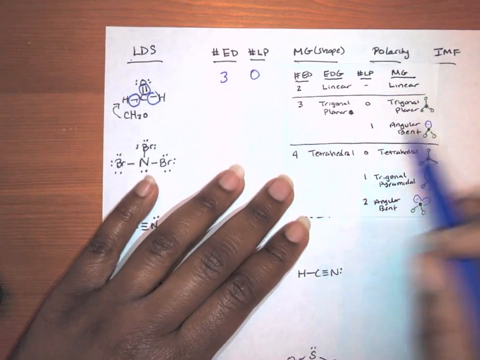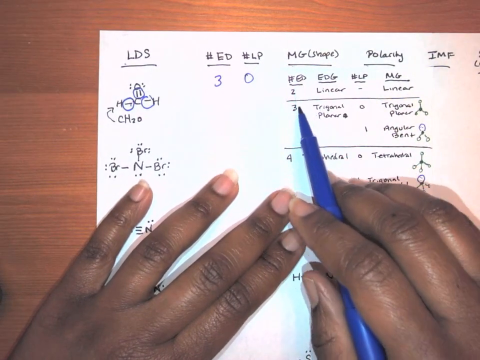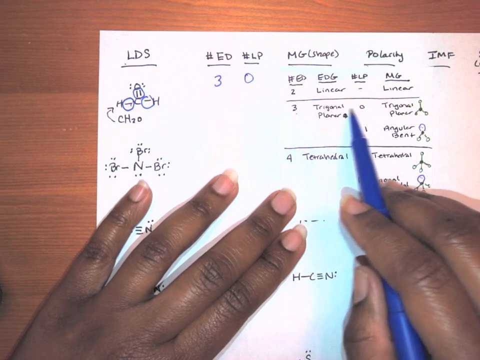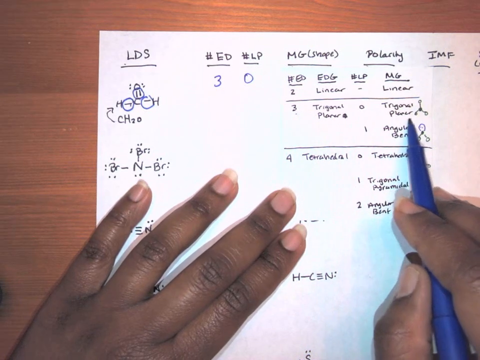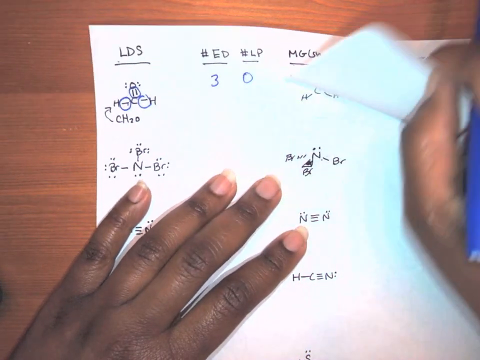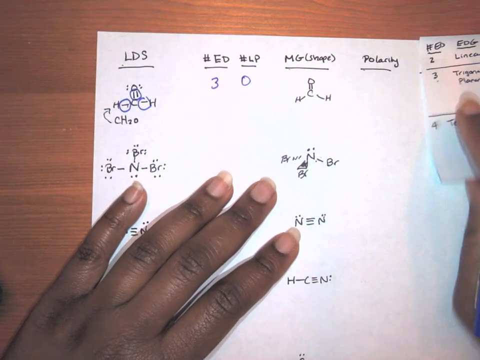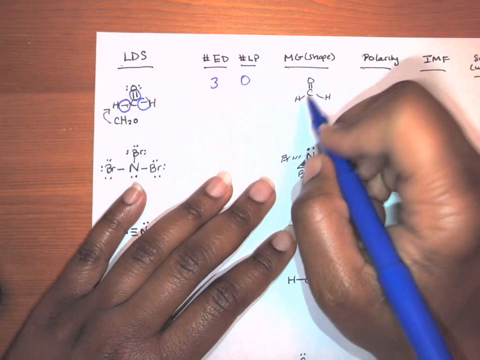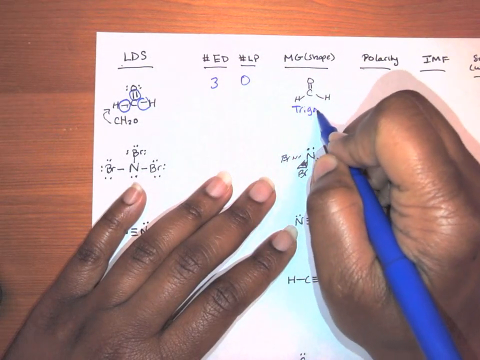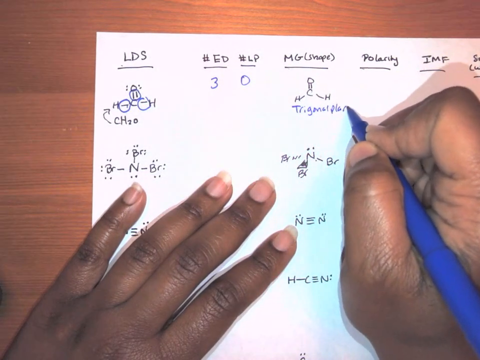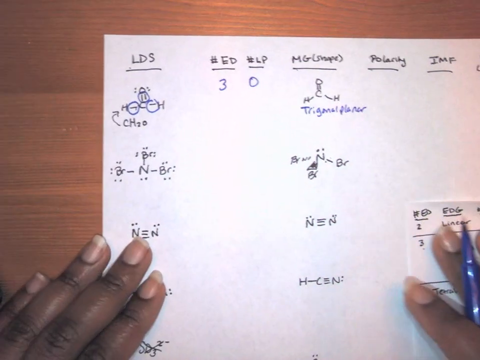So based on that, we would know that if we look at the number of electron domains, we have 3 electron domains and no lone pairs, the shape will be trigonal planar. And so I drew that molecule in that fashion. So we have a trigonal planar shape. All right, let's look at the next example.